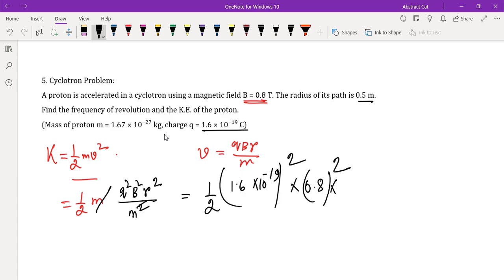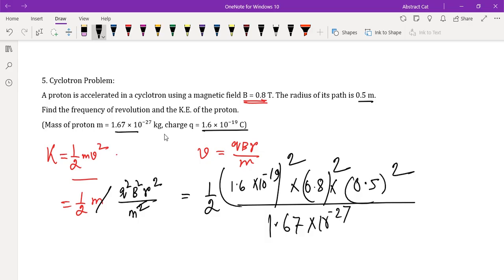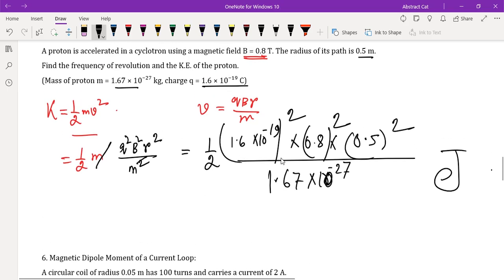R is also given as 0.5 meter, and that is squared, times m, which is 1.67 into 10 to the power minus 27. Okay, so the SI unit of kinetic energy is the joule. Now solve this with the help of a calculator and put the answer here in joules. That is a homework problem. You solve this and put in the comment section what answer you get. Okay, that was question number 5.